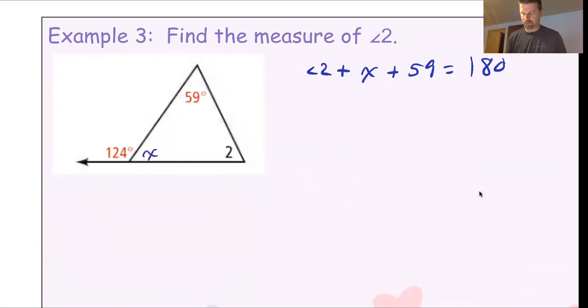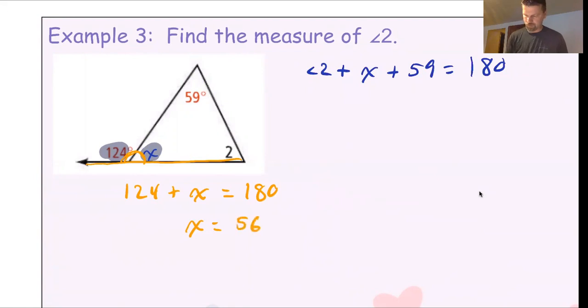So I look at it and say, all right, well, I don't know what that is, but I know what this one next to it is. That's 124. And I know if I take those two angles together, they form a line. So they're going to have to add up to 180. So I know 124 plus x is going to have to be 180. Subtract 124 from both sides, that's going to be 56. So I know angle x is 56 degrees.